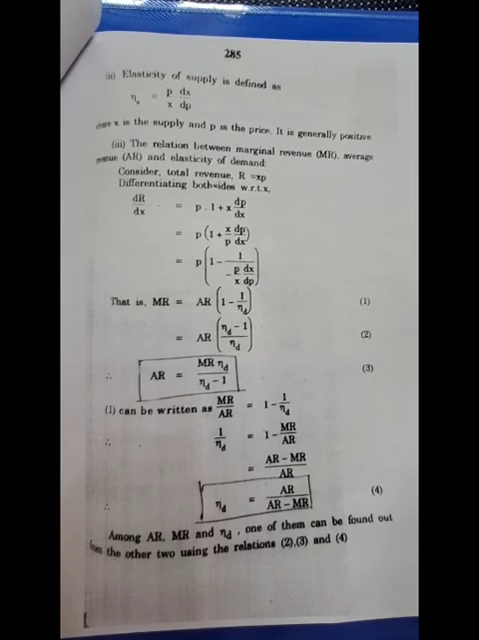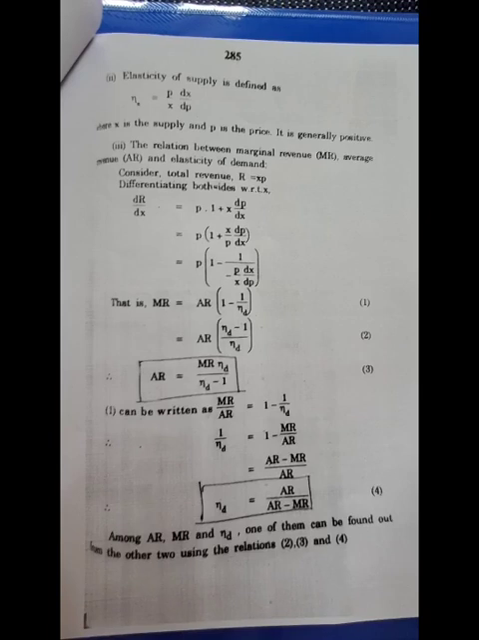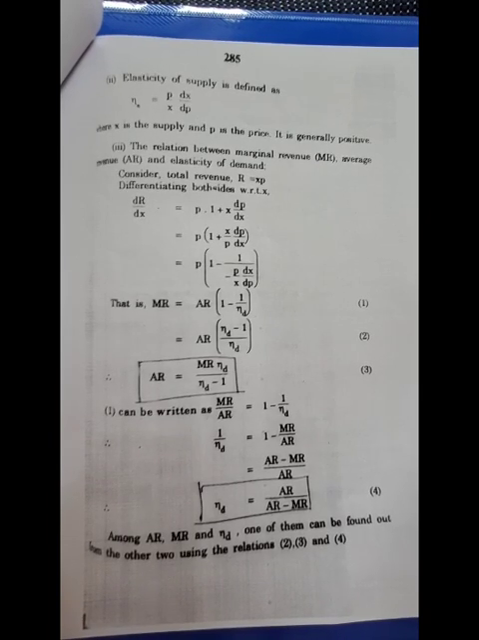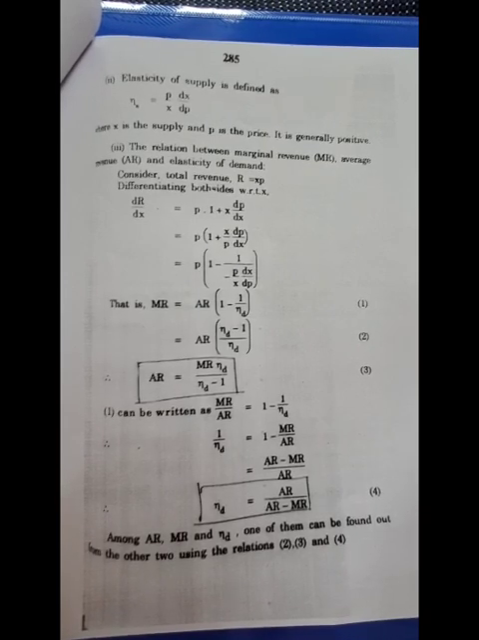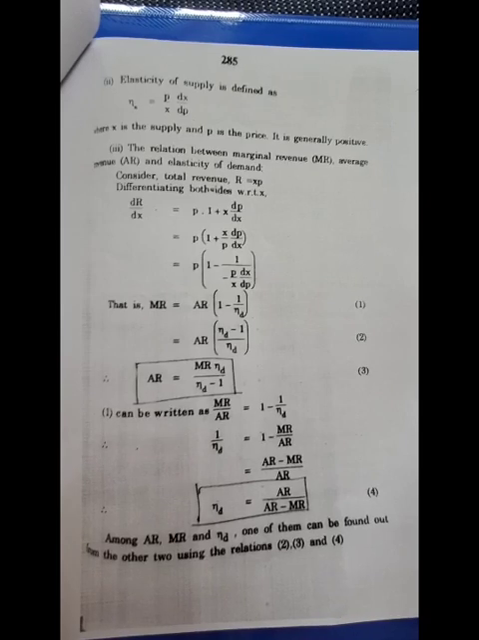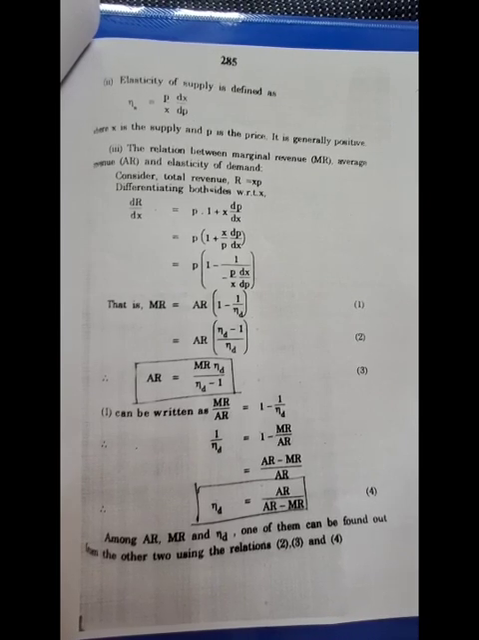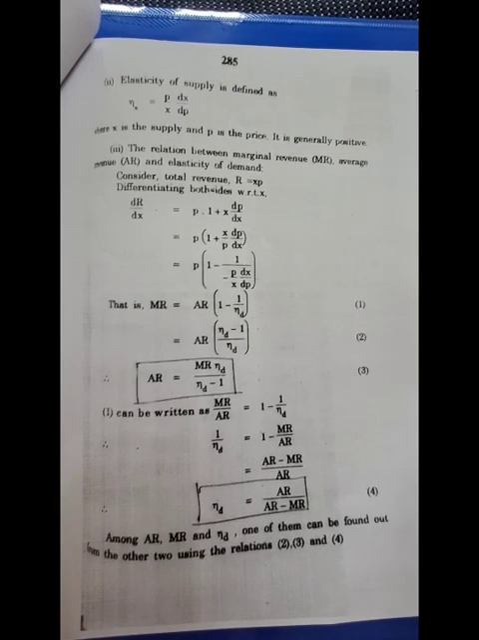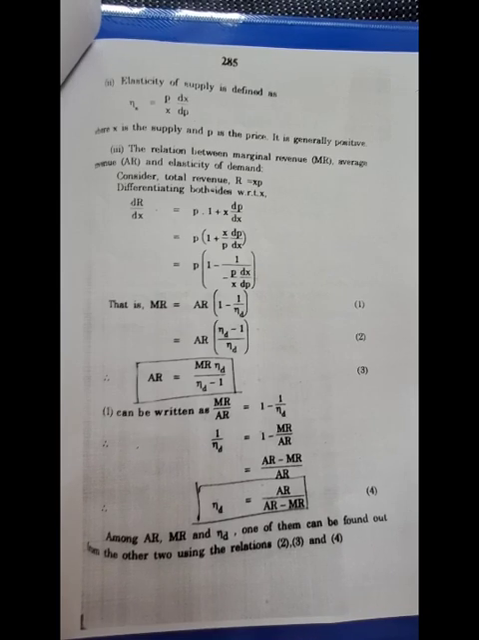Third question. The relation between marginal revenue MR, average revenue AR and elasticity of demand. Consider total revenue R is equal to X into P. Differentiating both the sides. Derivative of R divided by derivative of X is equal to P into 1 plus X into derivative of P divided by derivative of X, which is equal to P into 1 plus X by P into derivative of P by derivative of X, which is equal to P into 1 minus 1 divided by minus P by X into derivative of X divided by derivative of P.